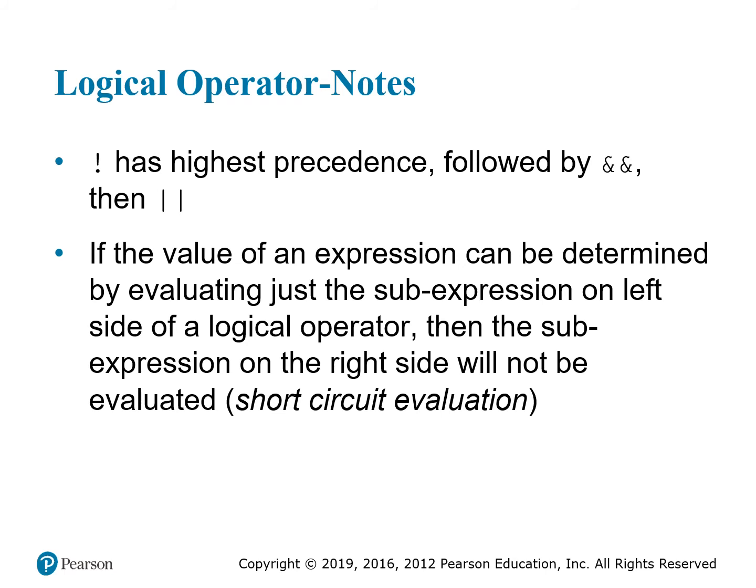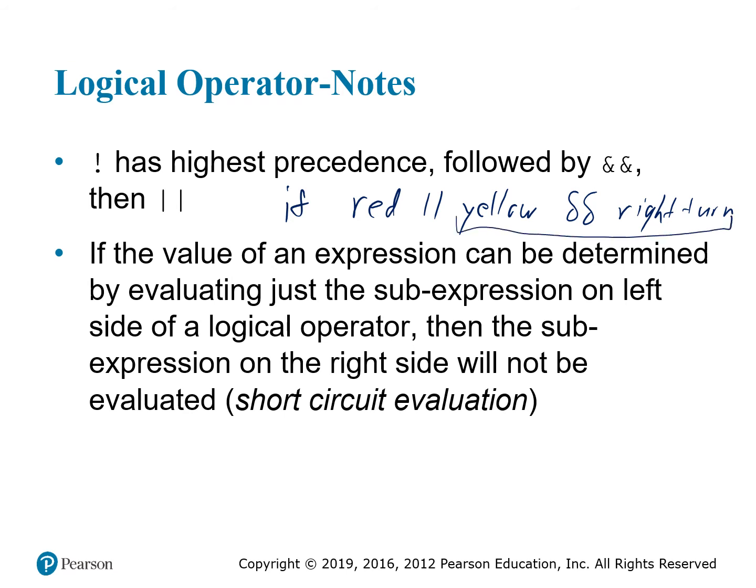So if you want, if red or yellow and right turn, it's going to say yellow and right turn first, then or red. If what you really meant to say was if the light is red or yellow and we're doing a right turn, then you have to put parentheses in there.